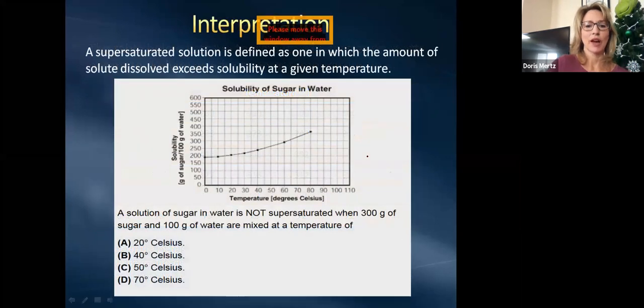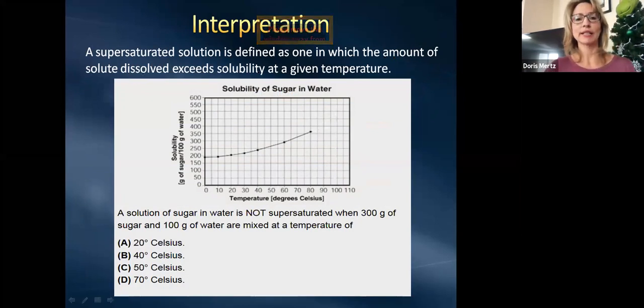All right, this solubility. When I read solubility, I don't remember what supersaturated and all that stuff means, but let's still just answer questions. A supersaturated solution is defined as one in which the amount of solute dissolved, solute means like your salt or whatever, exceeds solubility at a given temperature. This would be given in the text.